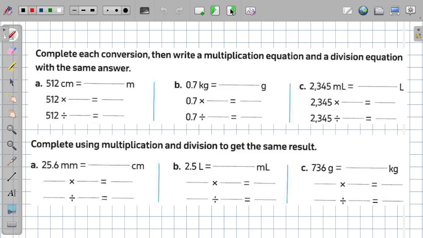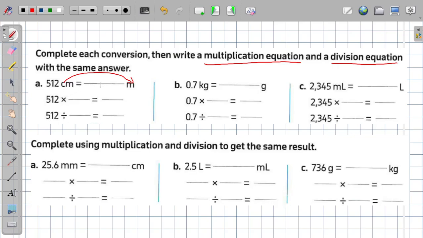The first one here, or let's read the question first. Complete each conversion, then write a multiplication equation and a division equation with the same answer. So, I have 512 centimeters and I want to convert it to meters. Okay, so from centimeter to meter, we will multiply by what? And we will divide by what?